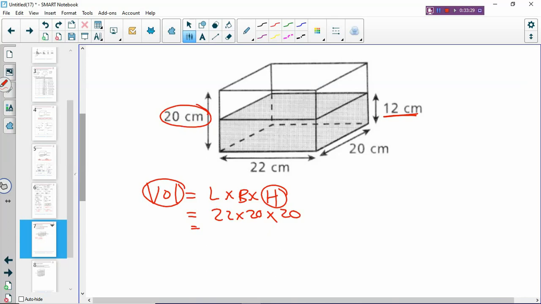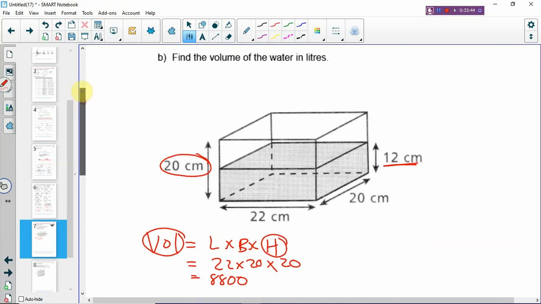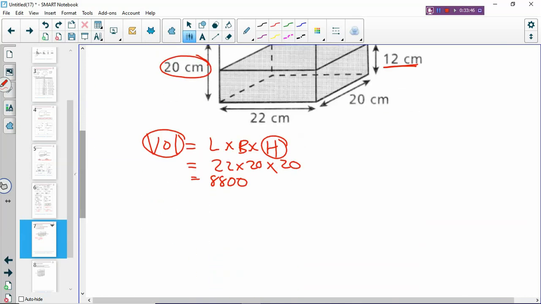So of course, if it's a paper 1, then you have to do your working. So 22 times 20 times 20 again. So the volume of the container is 8,800 cm cube, alright? And you need to leave your answer in cm cube, right? Okay, so let's put down answer, part A, 8,800 cm cube. That is the capacity of the container.